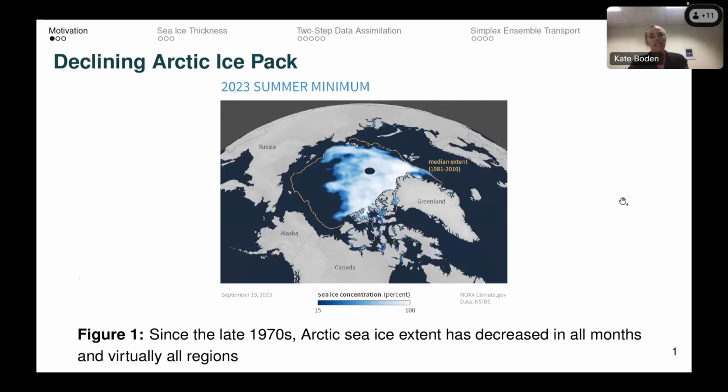Since the 1970s, satellites have been giving us information about the Arctic ice pack, and we've seen a decrease in the Arctic ice pack for pretty much all months in virtually all regions. This image here from NOAA shows the median extent from 1981 to 2010 in yellow, and then the minimum 2023 summer ice extent. So you can tell that there's been a big loss in Arctic ice.